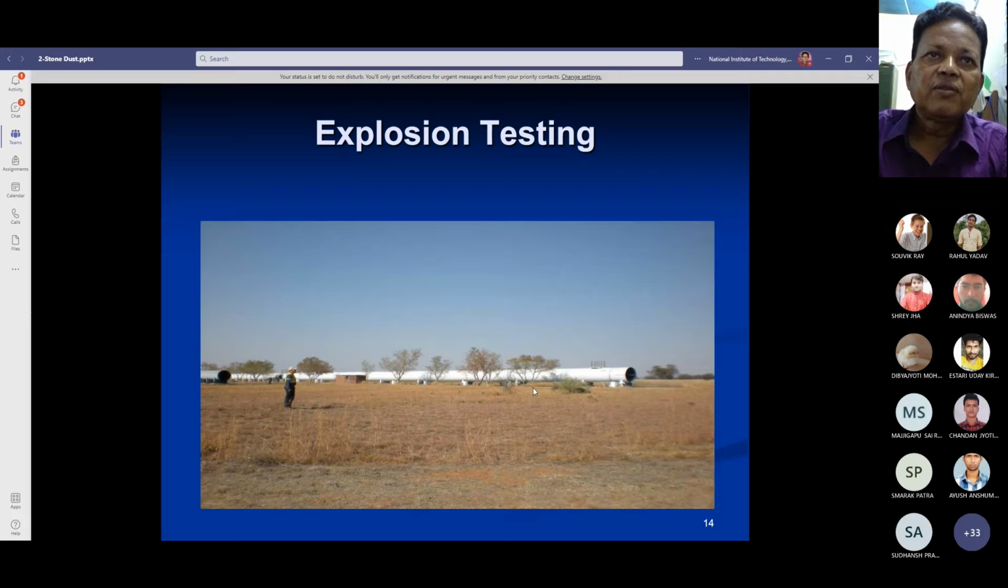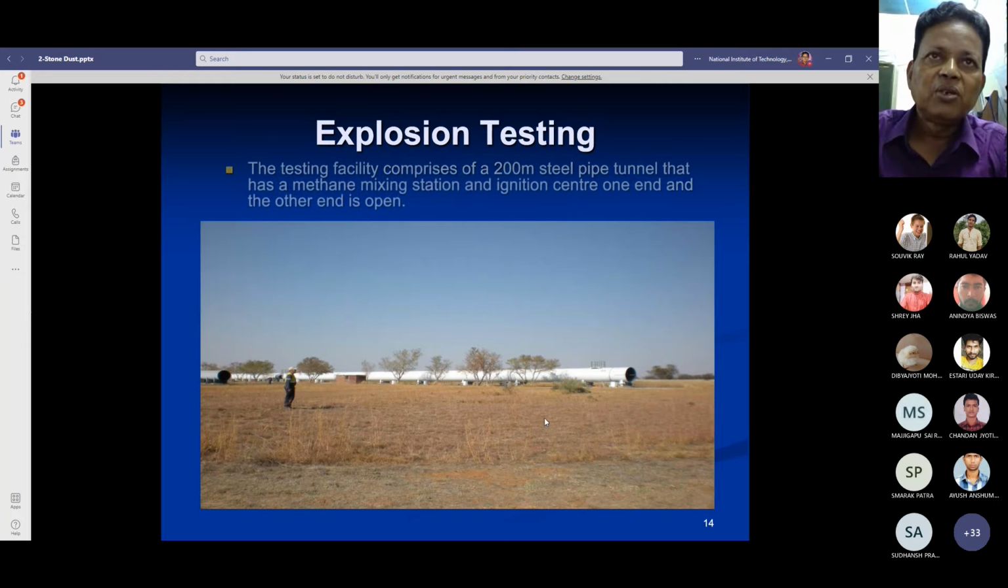So explosion testing is carried out with the help of this tube. The testing facility comprises a 200-meter steel pipe tunnel that has a methane mixing station and ignition center at one end, and the other end is kept open.